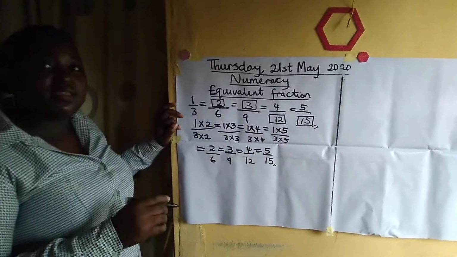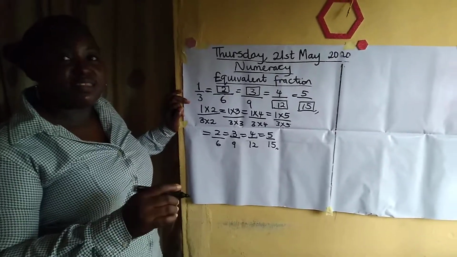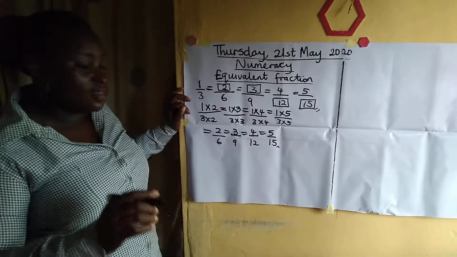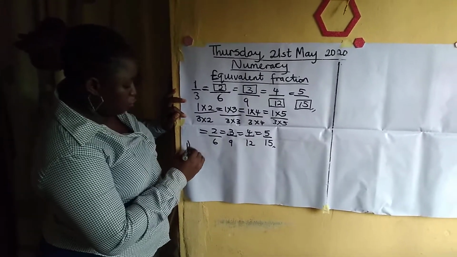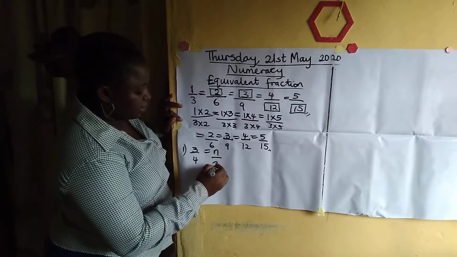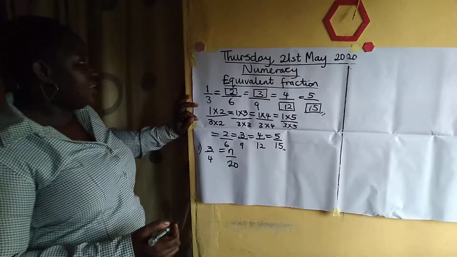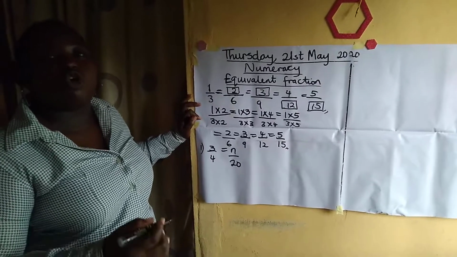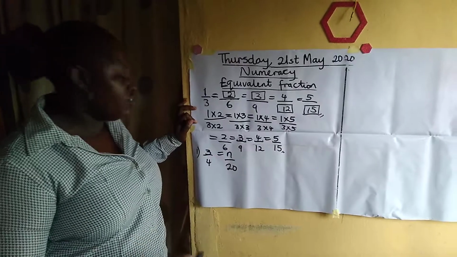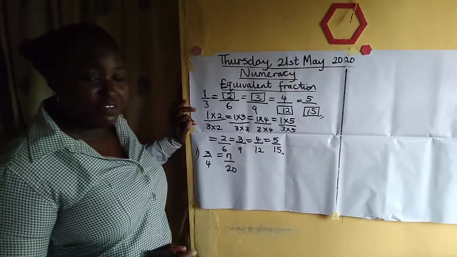Now we go to our main topic for today, which is finding missing numbers represented by letters. We have example 1. 3 over 4 is equal to n over 20. Now, our first step, we need to cross multiply. N here is the missing number. To find it, first of all, we need to cross multiply and then divide by the value of the coefficients.